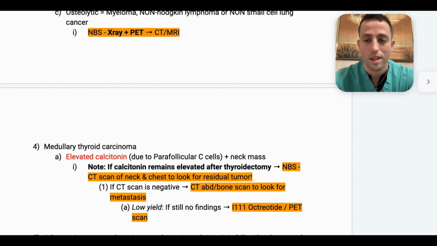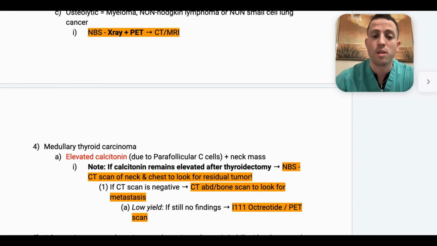Number 4, let's talk about medullary thyroid carcinoma. And so these patients will have an elevated calcitonin level. This is a huge clue for you. And this is due to the parafollicular C cells in the medullary thyroid carcinoma. Of course, they'll usually mention a neck mass in these patients as well.